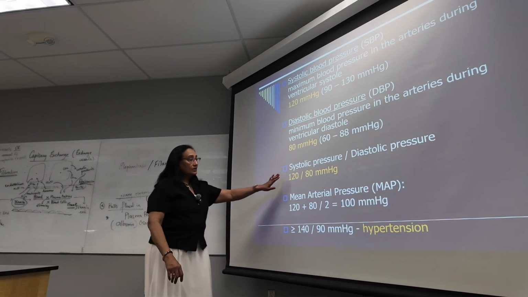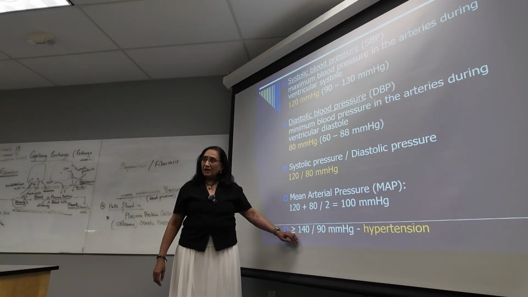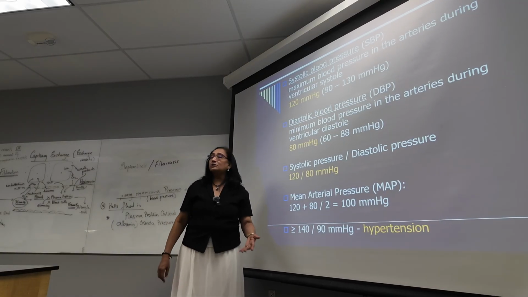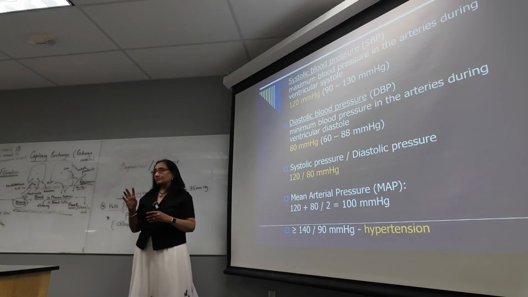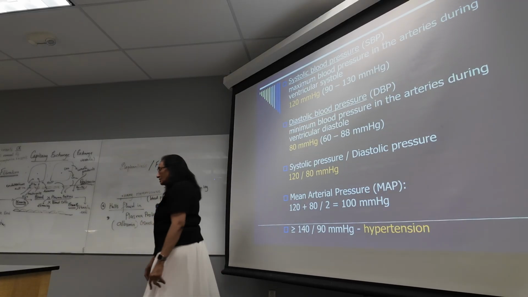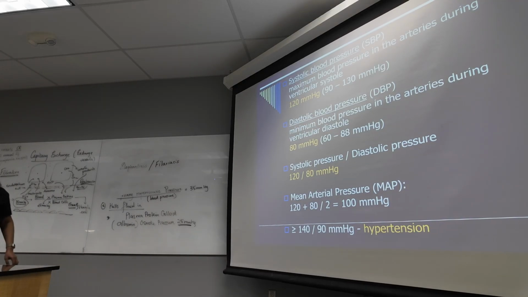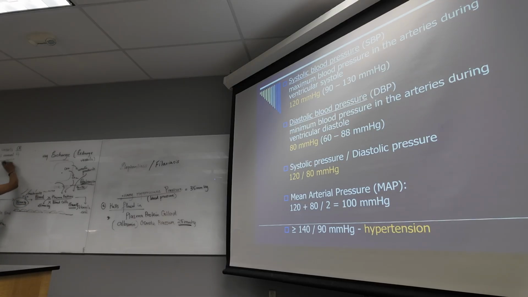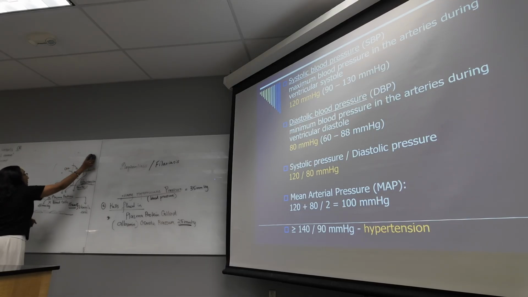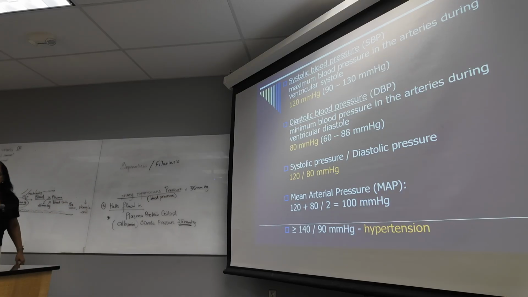Now anything above or equal to 140/90 is high blood pressure. When we say mean arterial pressure, I have just added the systolic and the diastolic and divided by 2. But there is a specific formula for calculating mean arterial blood pressure.